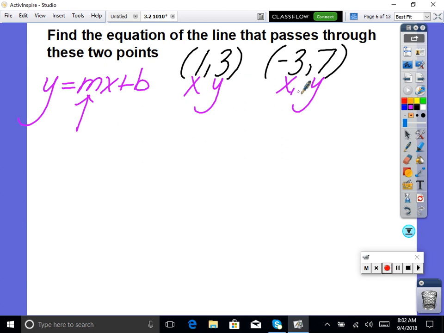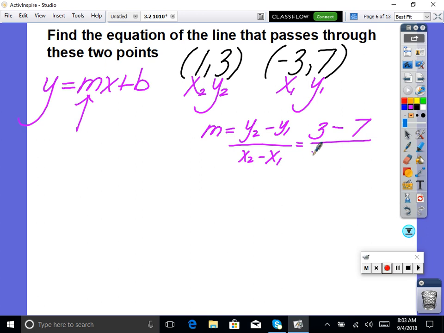So we would say 1, 1, 2, 2. So let's hurry and find m. y2 minus y1 over x2 minus x1. So y2 is 3 minus y1 is 7 all over x2, which is 1 minus x1. So minus negative 3. We can't make errors on subtracting negatives.